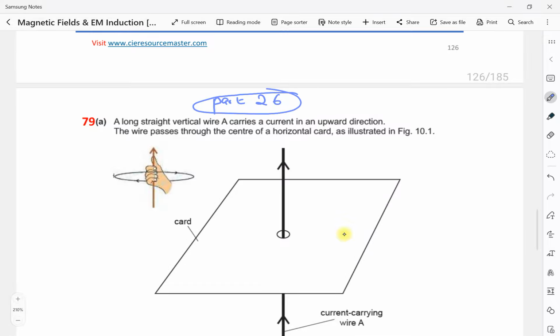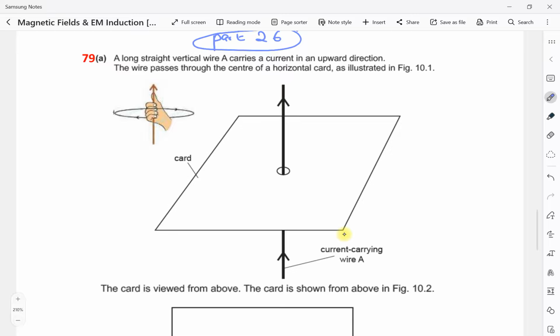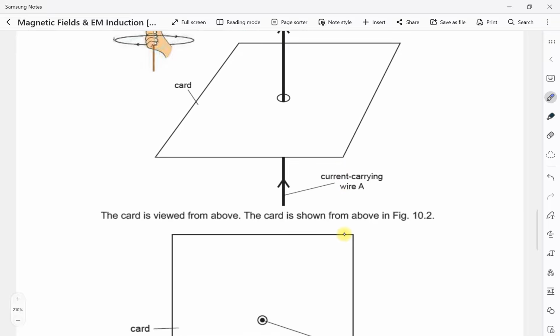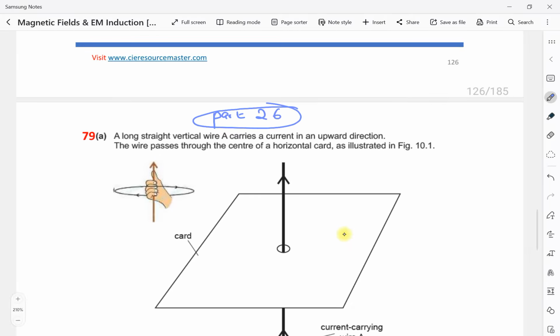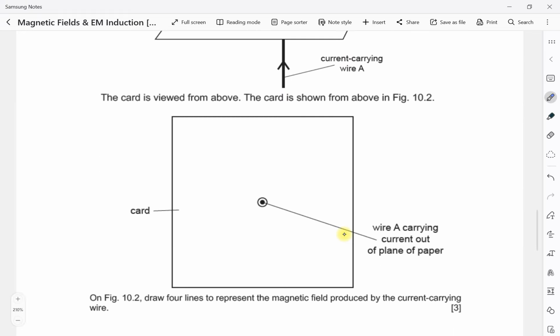A long straight vertical wire A carries a current in an upward direction. The wire passes through the center of a horizontal card as illustrated here. The card is viewed from above, as shown in figure 10.2. So here it is seen from above, which means the current is coming out of the page. That's why we see that dot there. So the current is coming out of the plane of the card.